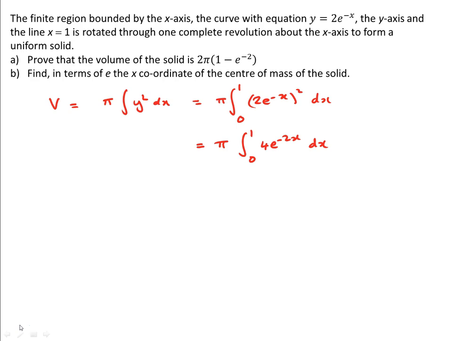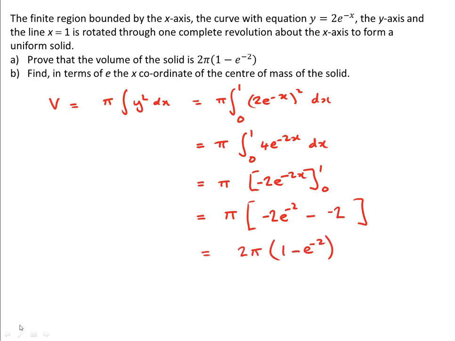4e to the minus 2x integrates to give me minus 2e to the minus 2x. If we substitute in the upper limit and then the lower limit, we have pi times minus 2e to the minus 2, take away minus 2. In other words, we have 2 pi times 1 minus e to the minus 2, which is what we were asked to prove in part A.